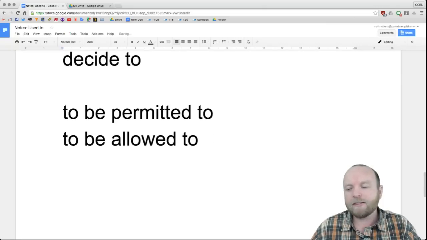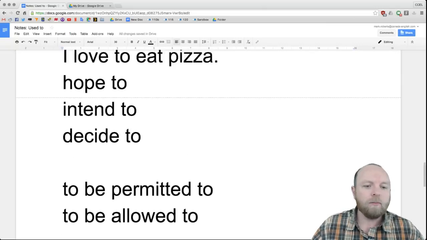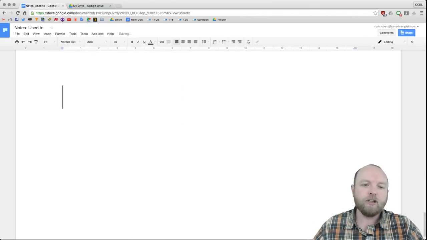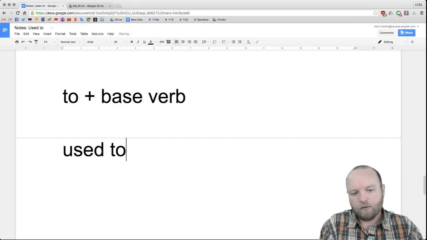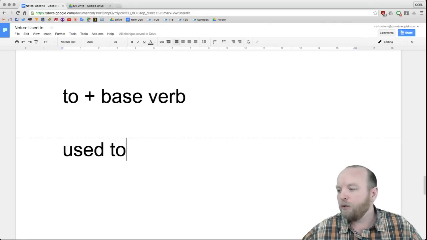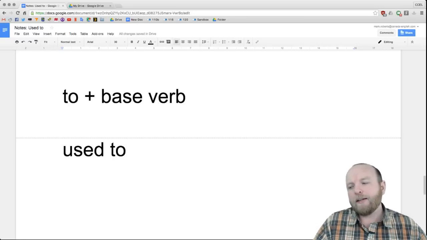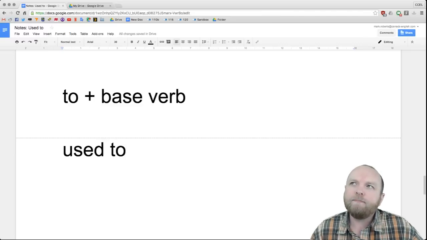Okay, totally the same meaning. Okay, another very common expression to use to and a base verb is used to. Okay, is used to. Now, next in the chat, guys, I want you to think about this.